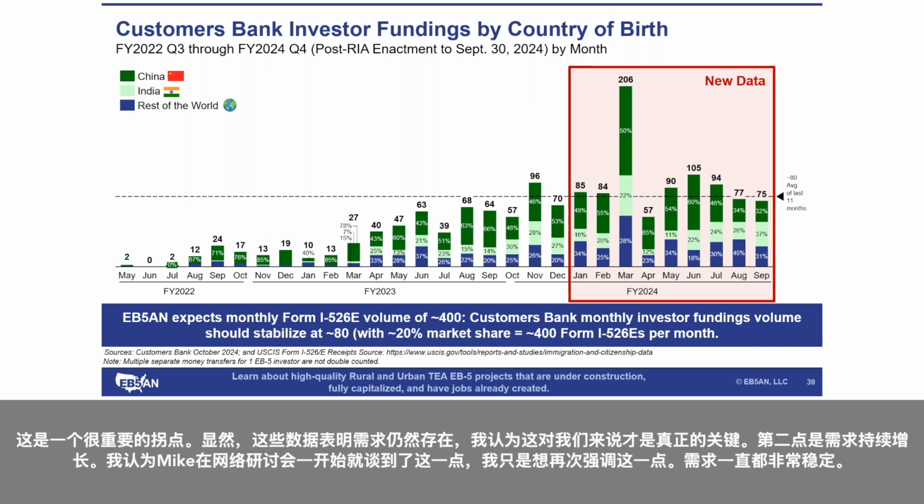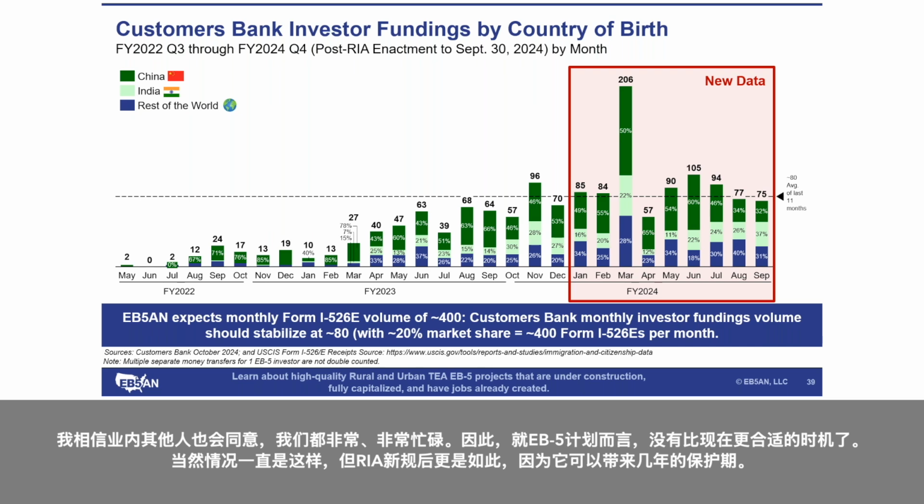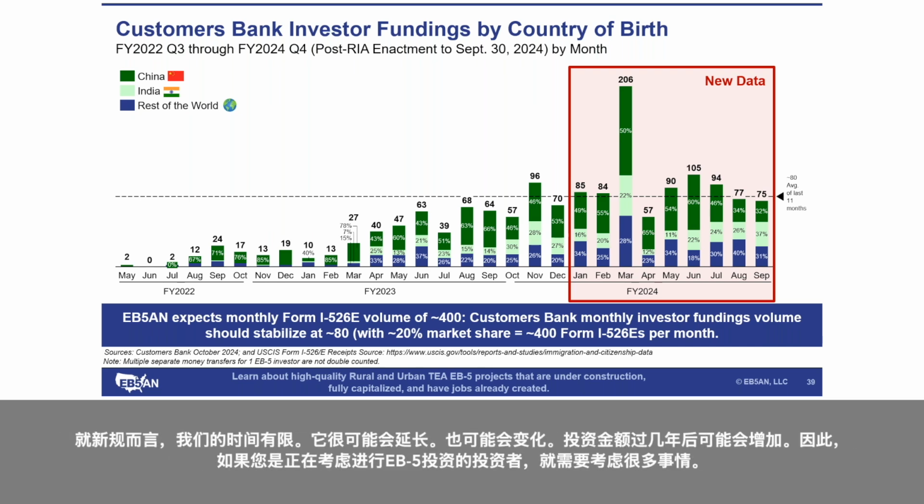And that's the second thing, demand continues to grow, right? I think Mike touched on it at the beginning of the webinar, and I'd like to continue to hammer that home. It's been pretty constant. And I'm sure other people in the industry would agree that we've all been very, very busy. And so there's no time like the present when it comes to EB-5. And that's always been the case, but certainly with the protection that the RIA provides for a few more years, we're on a limited clock in terms of what the rules are definitely going to be. It may very well get extended. It may change. The investment amount might go up in a couple of years. So lots of things to consider if you're an EB-5 investor considering this option today.